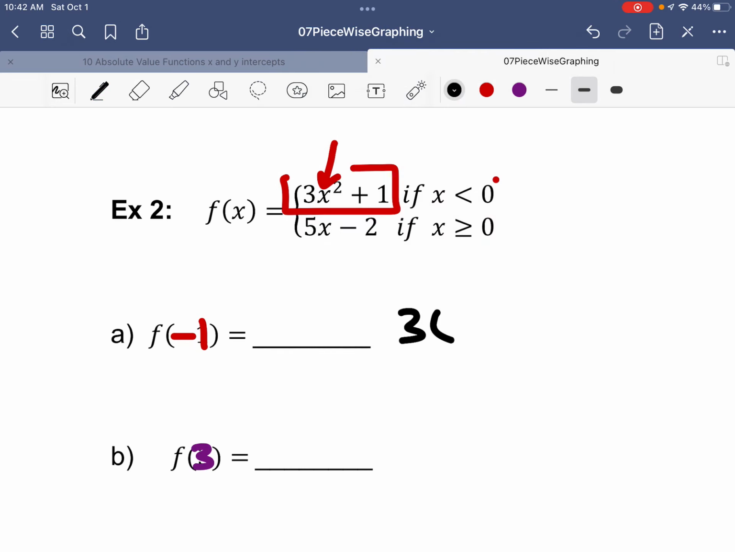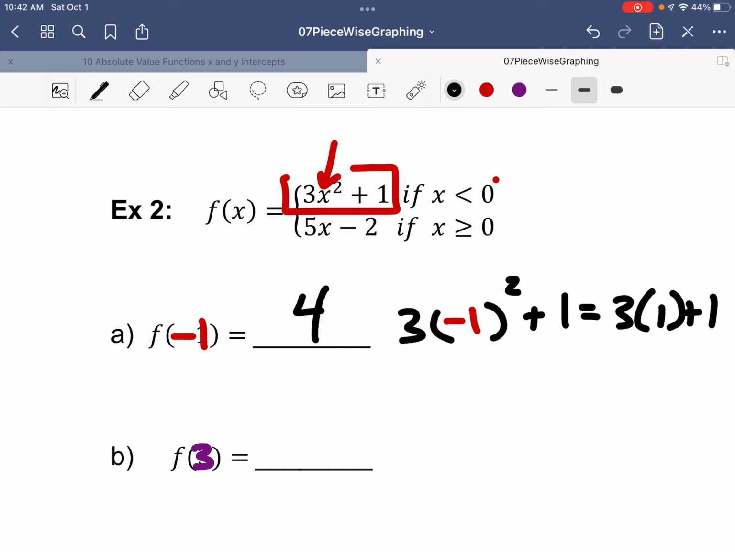Now when you do that, again, you want to be very careful about the order of operations. You want to be very careful about plugging -1 in there for x. You should be doing the exponent first. That means you're going to square -1. That actually just comes out to be 1. Notice I haven't done anything with the number 3 yet, but now I can multiply by 3 and add 1. Well, when you do all that, you get 4.